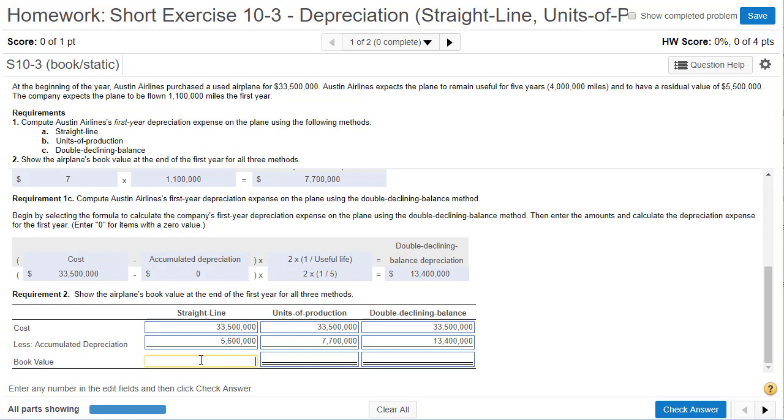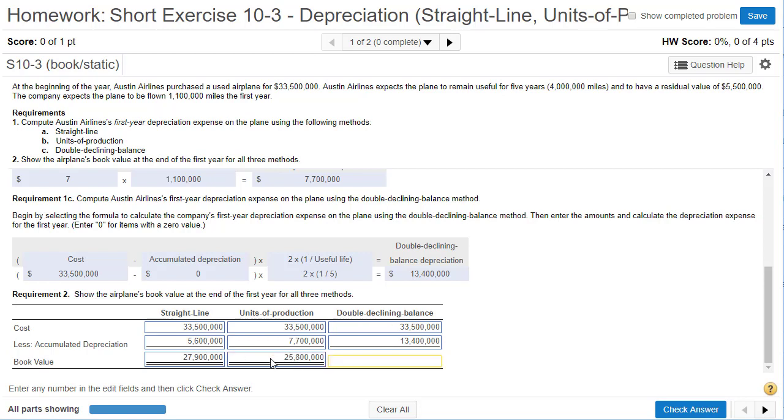The value on our books under straight line was going to be $27,900,000. And of course, the way I'm calculating book values, take the cost, subtract the accumulated depreciation. That gives you the book value. Book value meaning the value on our books. Books are our accounting records. Under units of production, we get $25,800,000. And then our last method, double declining balance, we get $20,100,000.